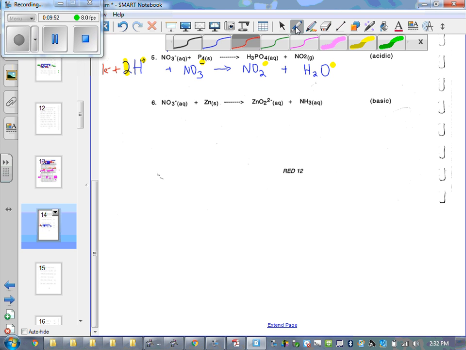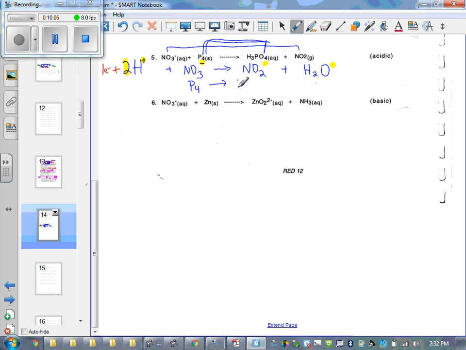So we get to do the same thing with our phosphorus compound. So we've got P4 goes to phosphoric acid. You've got to balance the P's. There's 4 P's, so we're going to put a 4 here. Then we get to balance our O's with water. So 4 times 4, we've got 16 O's. So we're going to add 16 waters here.